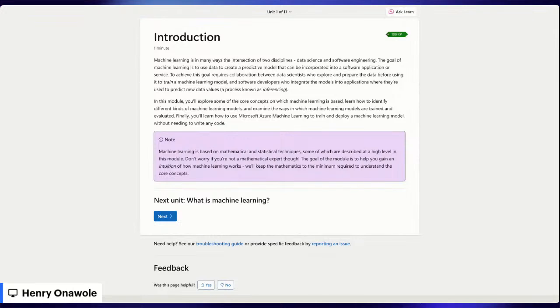In this module, you explore some of the core concepts on which machine learning is based, learn how to identify different kinds of machine learning models, and examine the ways in which machine learning models are trained and evaluated. Finally, we will learn how to use Microsoft Azure Machine Learning to train and deploy a machine learning model without needing to write any code. Wow, that is interesting.